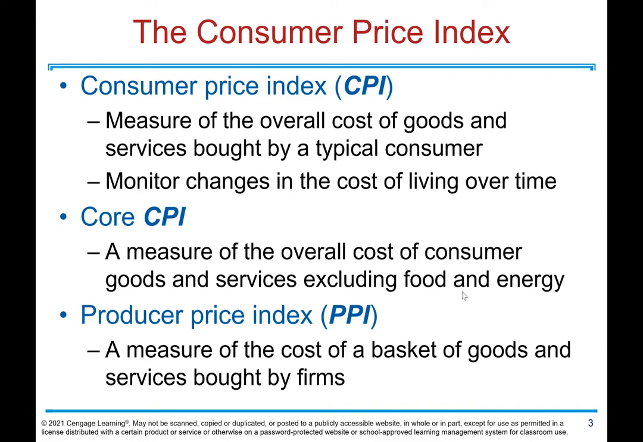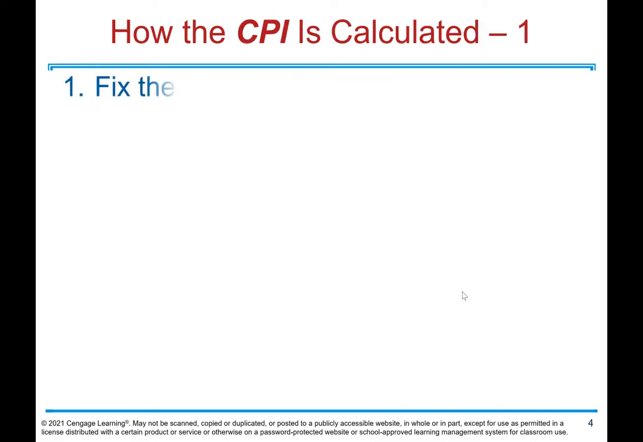What about PPI, or Producer Price Index? It's a measure of the cost of a basket of goods and services bought by farms.